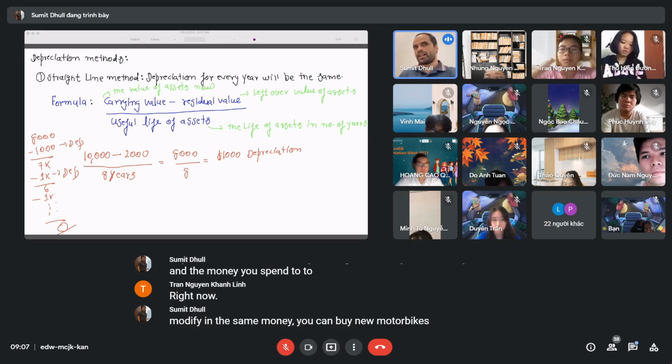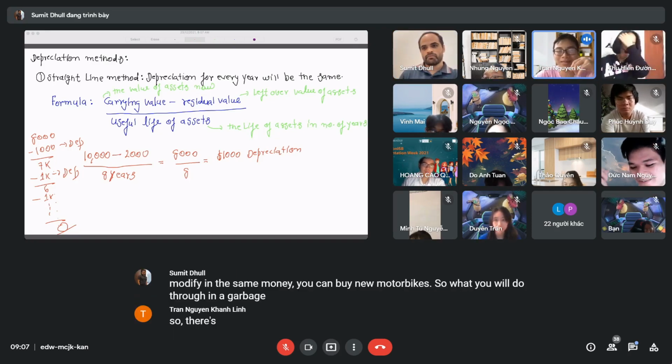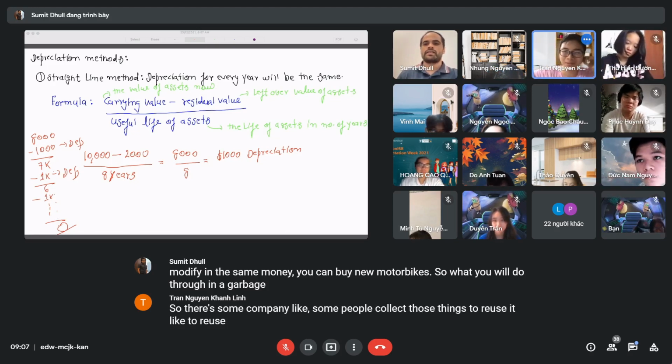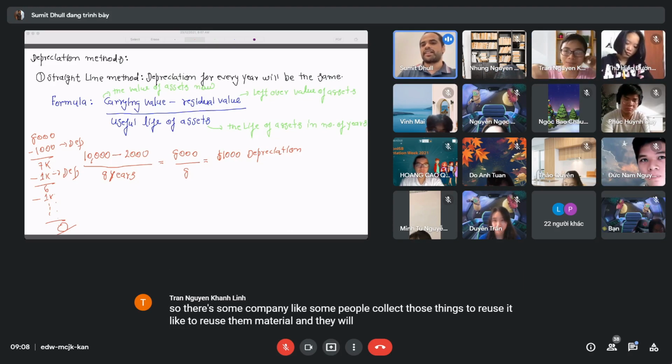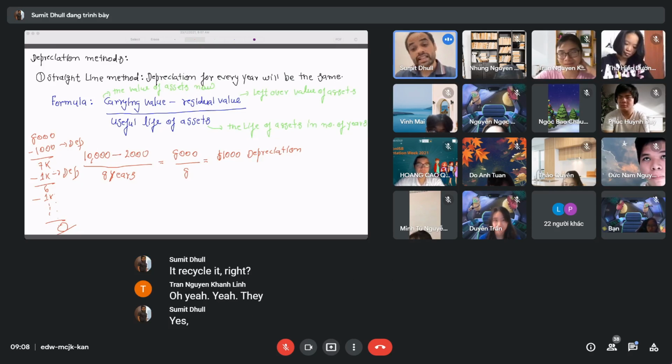So what will you do? Throw it in the garbage? There are some companies, some people who collect those things to reuse the material, and they will recycle it, right? Yes, that's the meaning of scrap value. Now you understand the meaning of scrap?